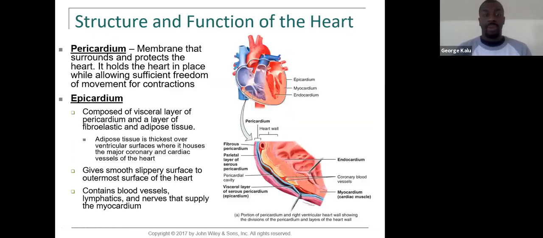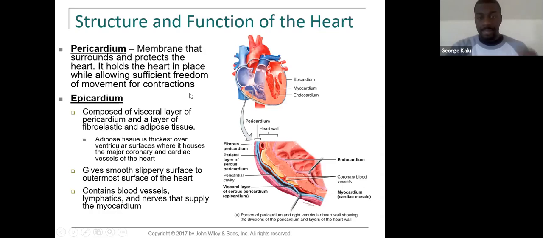Okay, so we're going to take a look at the walls of the heart. We're going to start from the outside and work our way in. The outermost portion of the heart is called the pericardium. The pericardium is a membrane that sits on the outside of the heart, and it's there mostly for protection. It's also going to hold the heart in its place and allow it to have nice, efficient freedom of movement while the heart is contracting.